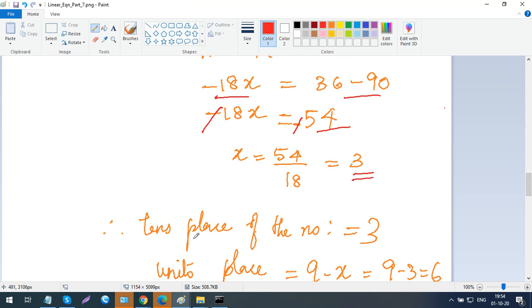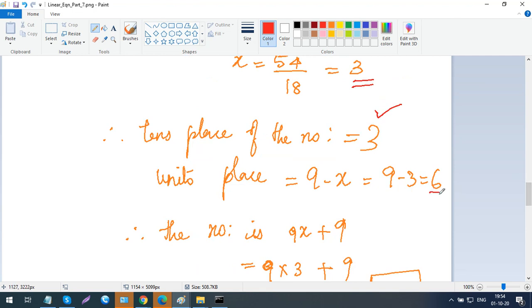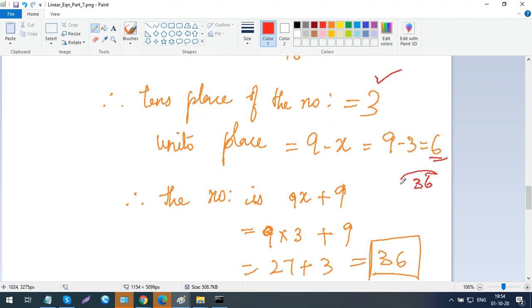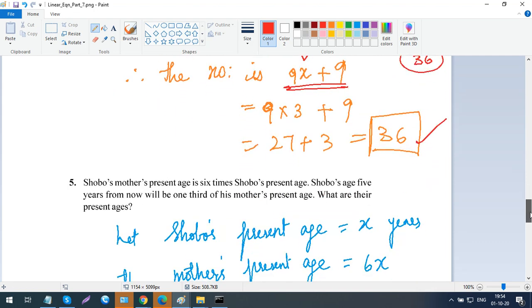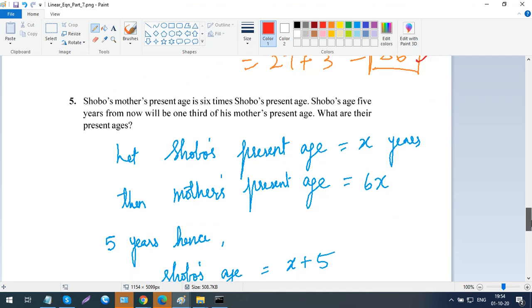So the tens place number is 3, and what will be your unit place number? 6. So you can write it as 36. Or even the number, if you take it as 9x plus 9, if you substitute x as 3, you will get the same 36. Okay, all right, now come to question number 5.